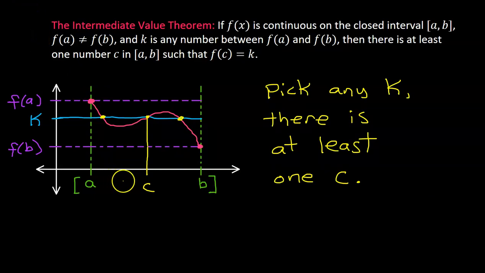So one more time, the bottom line is any k value in here is going to correspond to at least one c value in here.